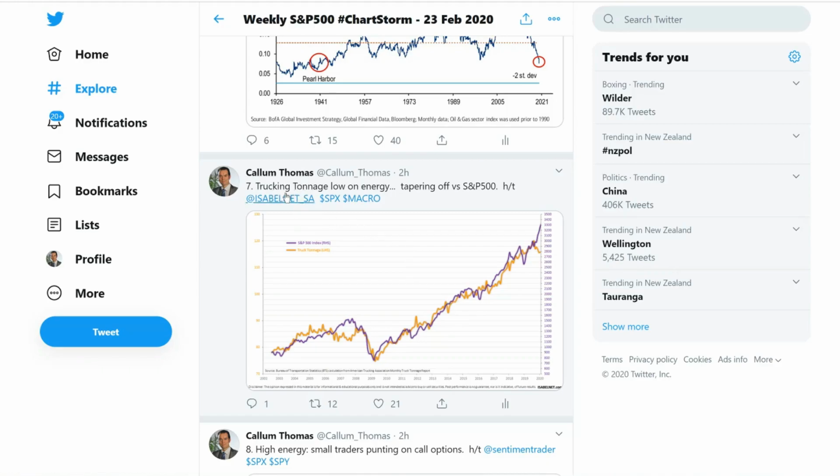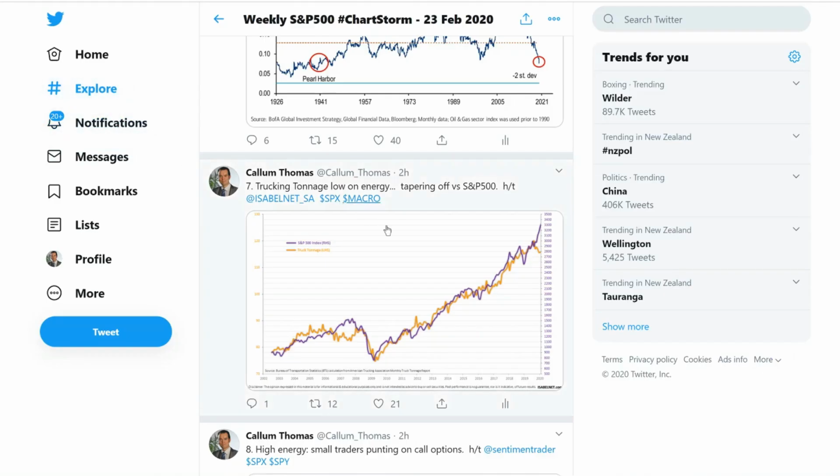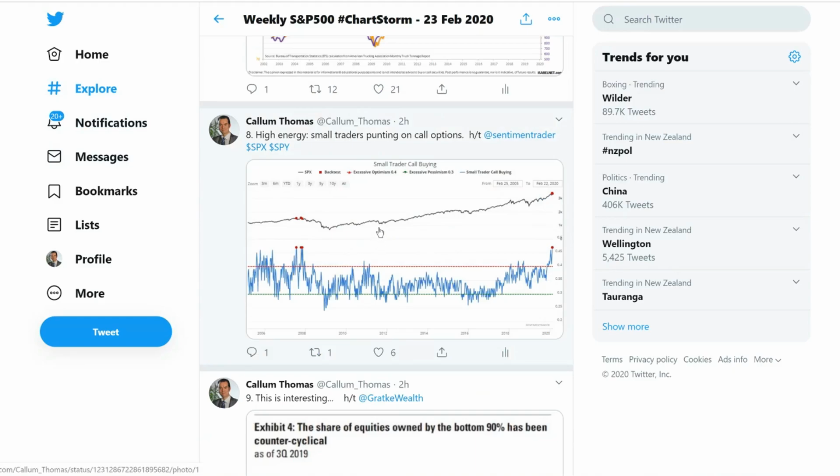Number 7 here, trucking tonnage low on energy. So it's tapering off against the S&P 500. What we've got here is the truck tonnage index from the Bureau of Transportation Statistics, which is calculated from the American Trucking Association. So truck tonnage weak, S&P 500 strong. Not much else to add there really. You can make your own conclusion on that.